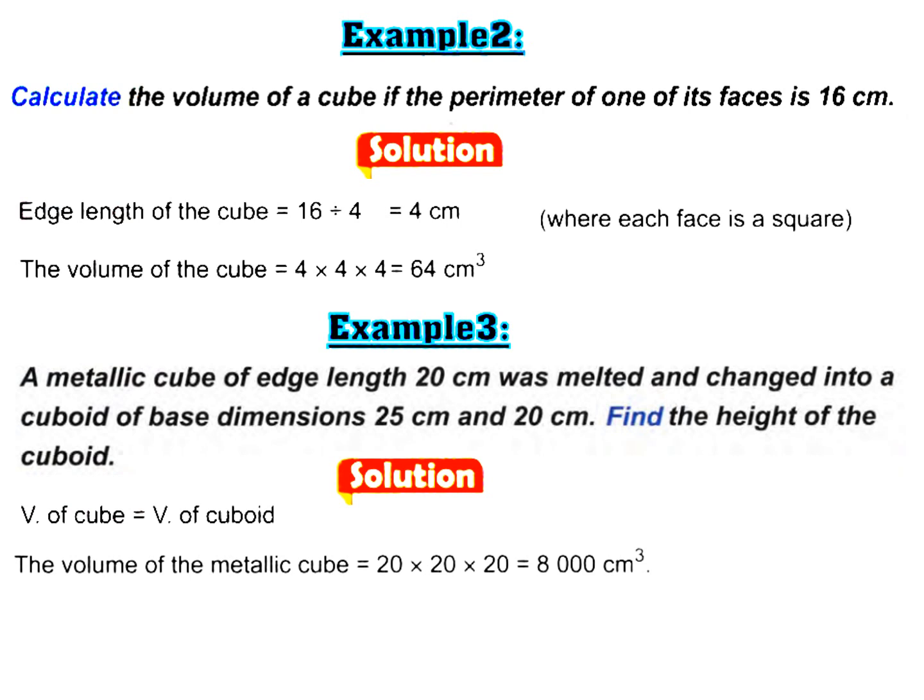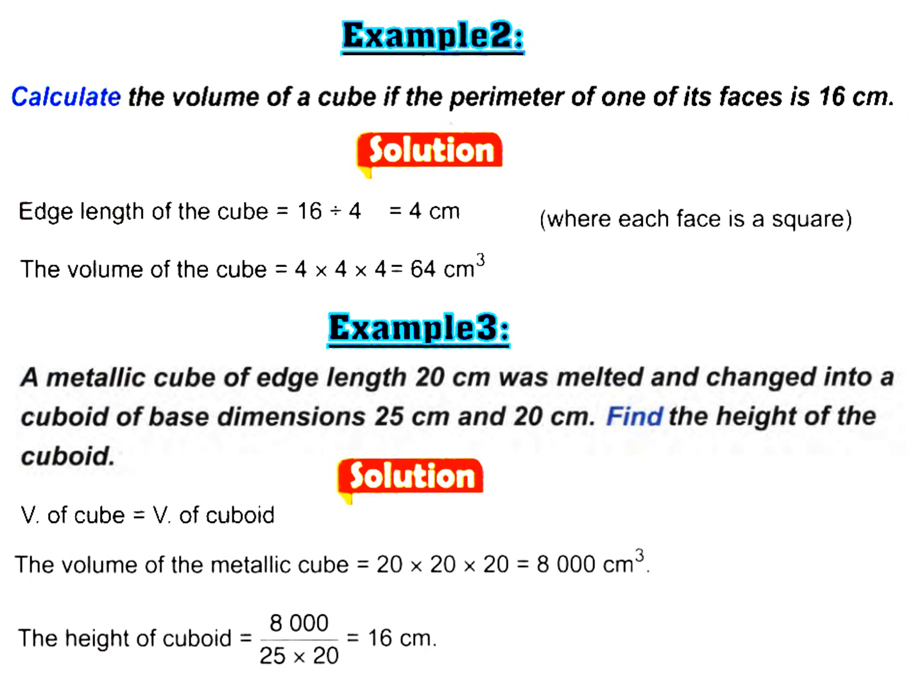I know that the volume of the cuboid equals length times width times height. So to get the height, from the triangle rule, height equals volume divided by length times width. Length equals 25 and width equals 20, so the height equals 8,000, which represents the volume of the metallic cube and the cuboid, divided by 25 times 20, which equals, in the calculator, 16 centimeters.